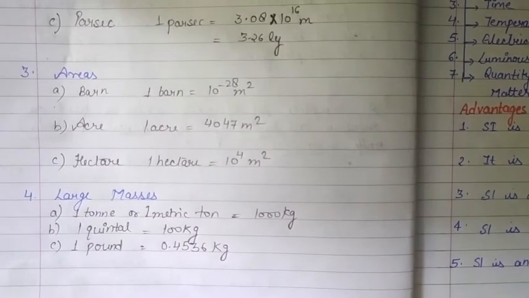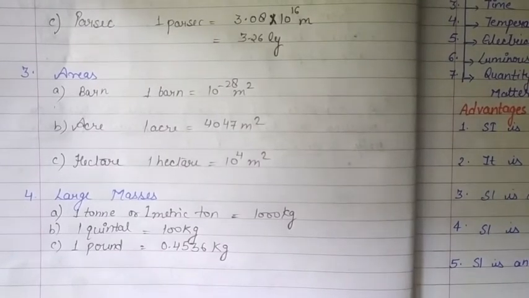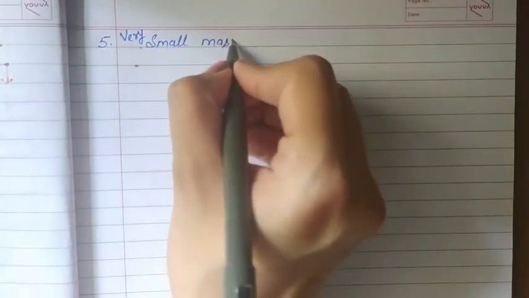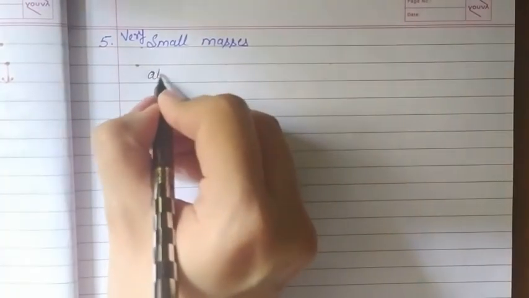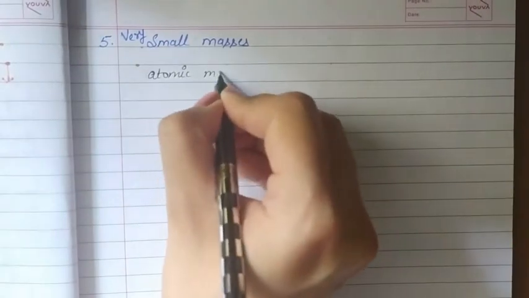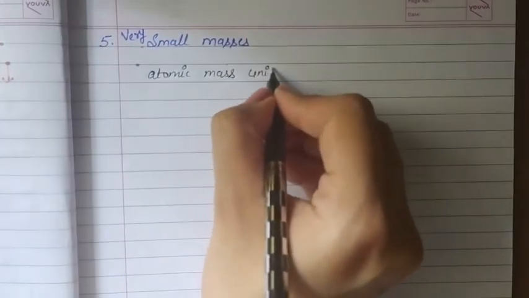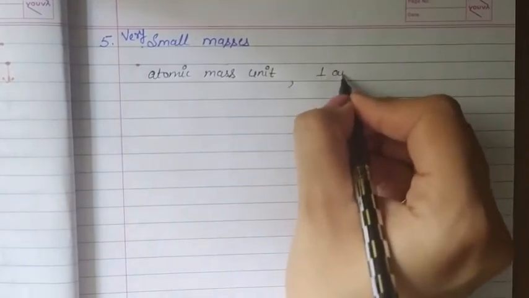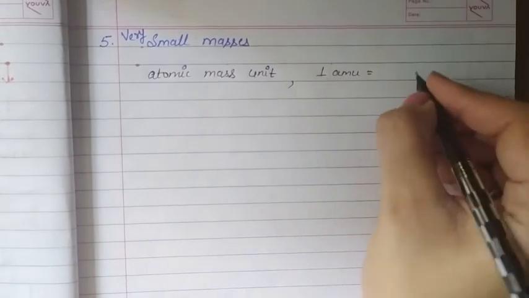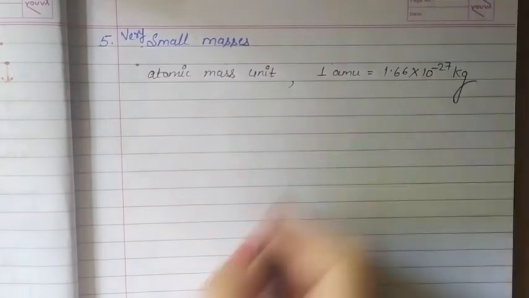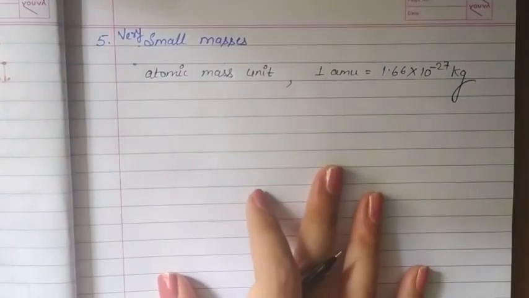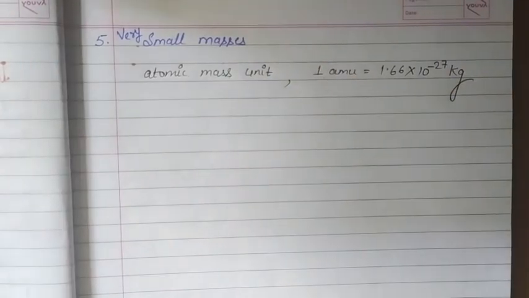The next category is to measure very small masses. Such masses are measured in the unit called atomic mass unit. So this is the unit that we use for measuring very small masses, and 1 atomic mass unit is actually equal to 1.66 into 10 to the power minus 27 kg. 1 atomic mass unit is equal to 1.66 into 10 to the power minus 27 kg.